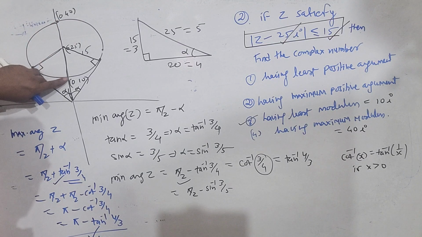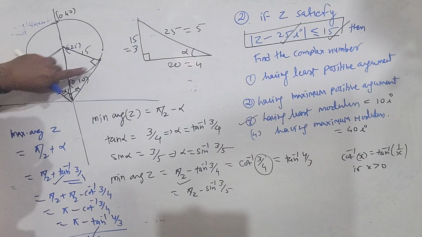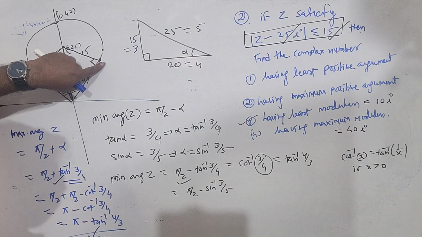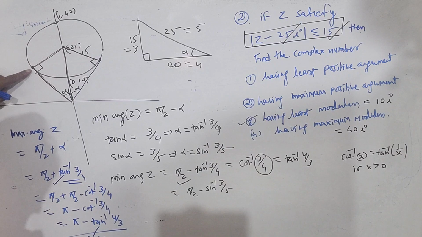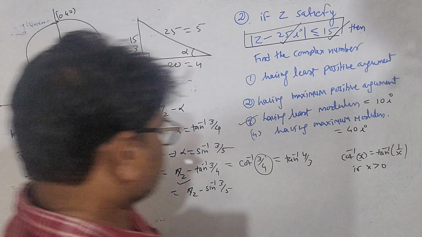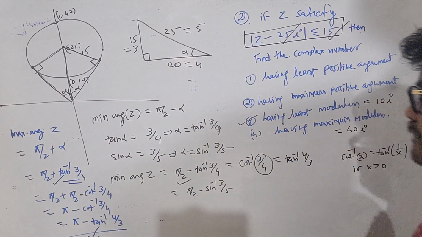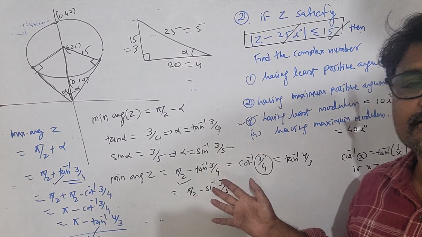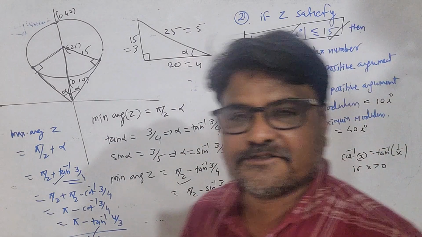If z lies over here, that will have the minimum modulus. If z lies over here, that will have the least positive argument. If z is lying over here, that will have the maximum positive argument, correct? And of course they can ask to use the concept of inverse trigonometry also, correct? So very nice question.